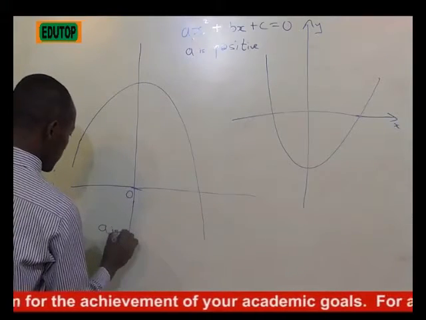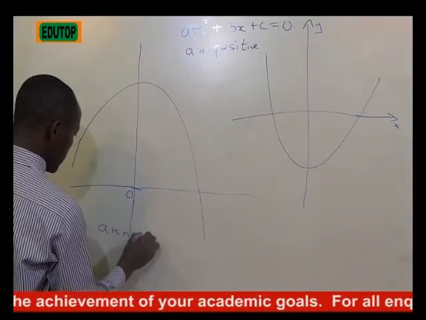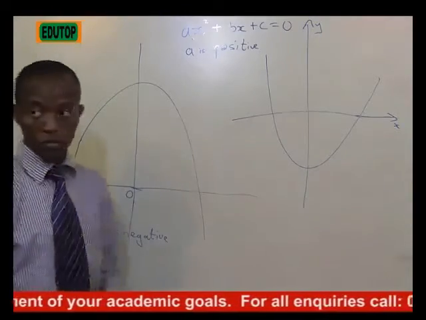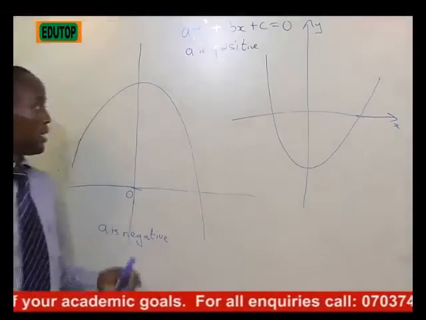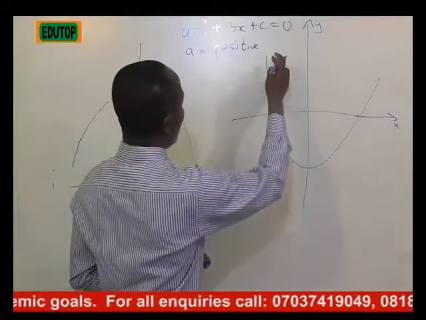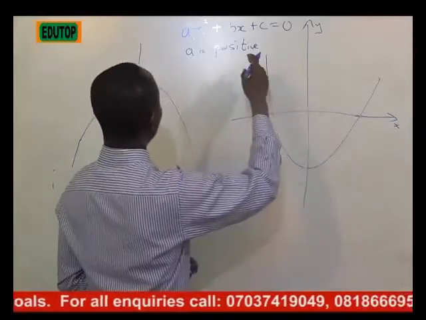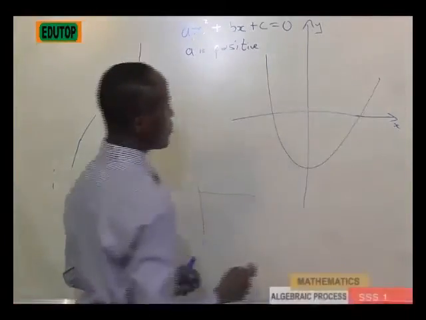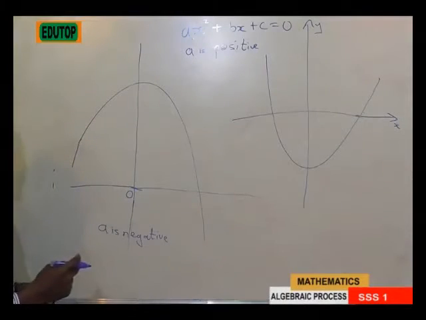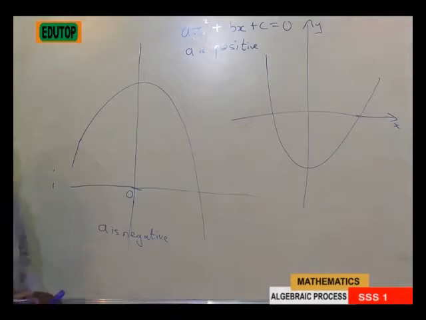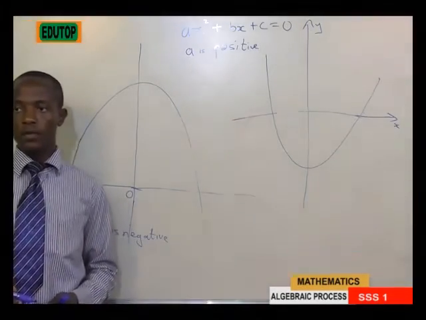Is negative. This is what we have, and that is for n positive. When our A is positive, we have something that looks like U. And when we have something that looks like N, that means our A is negative.